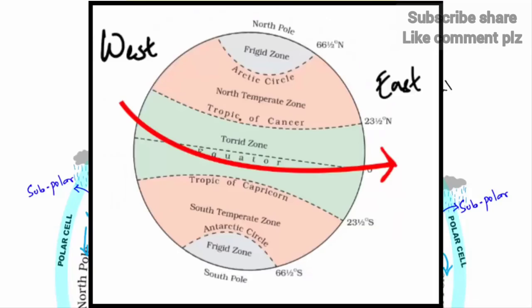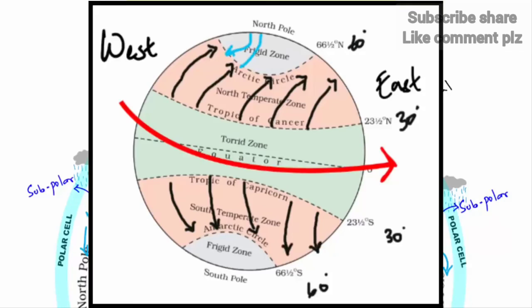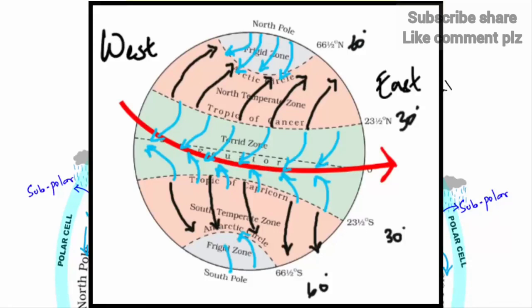Now coming to westerlies. If a moving object is going towards north or south from the equator, it will deflect towards east due to Coriolis force. So westerlies are prevailing winds that blow from west to east between 30 to 60 degrees north and south. Similarly, if a moving object is going from north or south towards the equator, it will deflect towards west, again due to Coriolis force. So easterlies are prevailing winds that blow from east to west in polar and tropical regions.